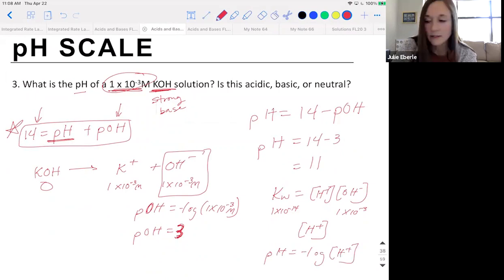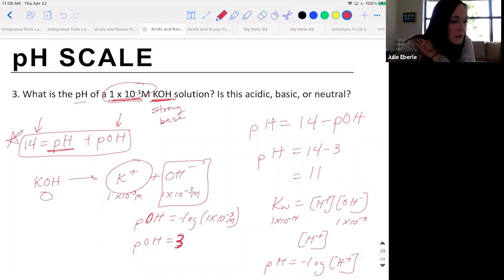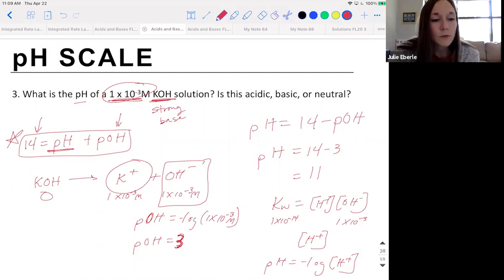So you just ignore potassium. Those ions don't affect your pH. H plus or OH minus are what you're concerned with here. So the ones we worked before this were asking for POH.